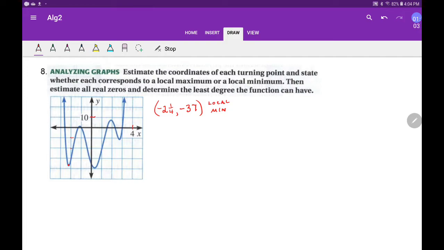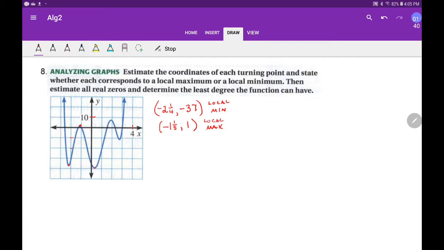And then this peak over here, which is just a little bit more than the lines it's next to, I would say is negative 1 and let's just say a fifth. And it's just barely up there, so I'm going to say positive 1, because the next line is 10. This is a local max, a local maximum, mountaintop.